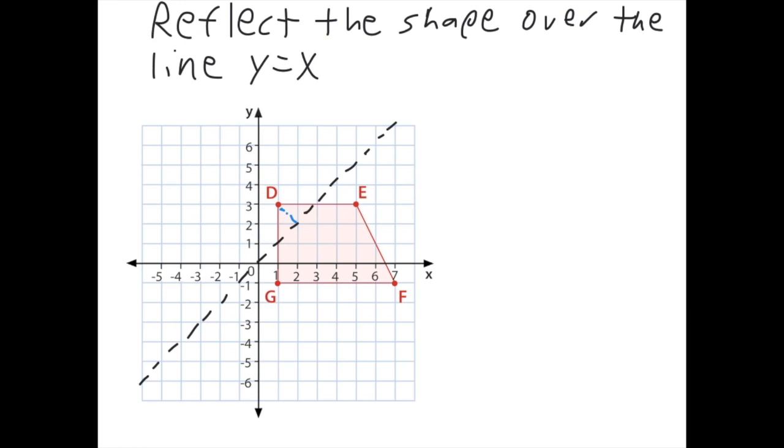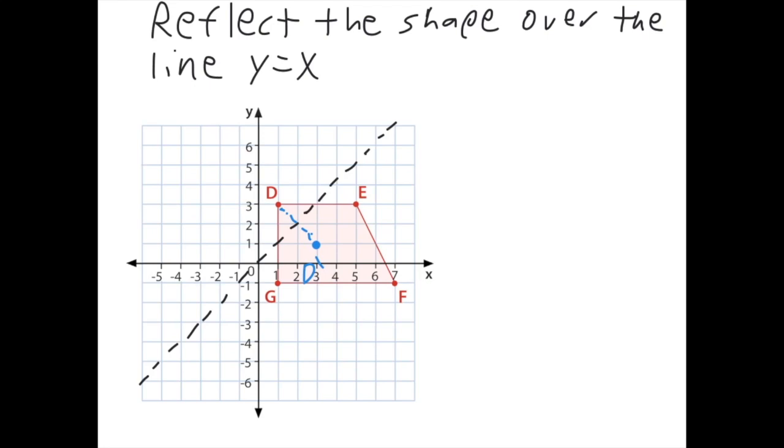So it would take down 1 and over 1 to get to the line. So we do the same thing on the other side of the line. And we go down 1 over 1, the negative sloped line, and that will give us our point, D prime.